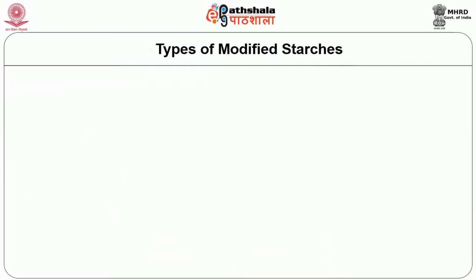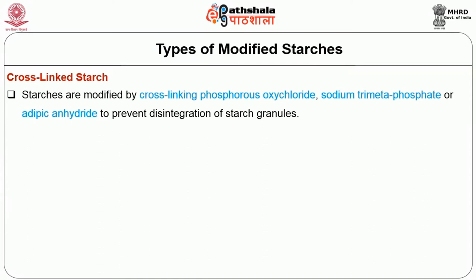We will see some of the modified starches in this session. First modified starch is cross-linked starch. Let us see some details about that. Starches are modified by cross-linking with phosphorus oxychloride, sodium trimetaphosphate or adipic anhydride to prevent disintegration of starch granules.